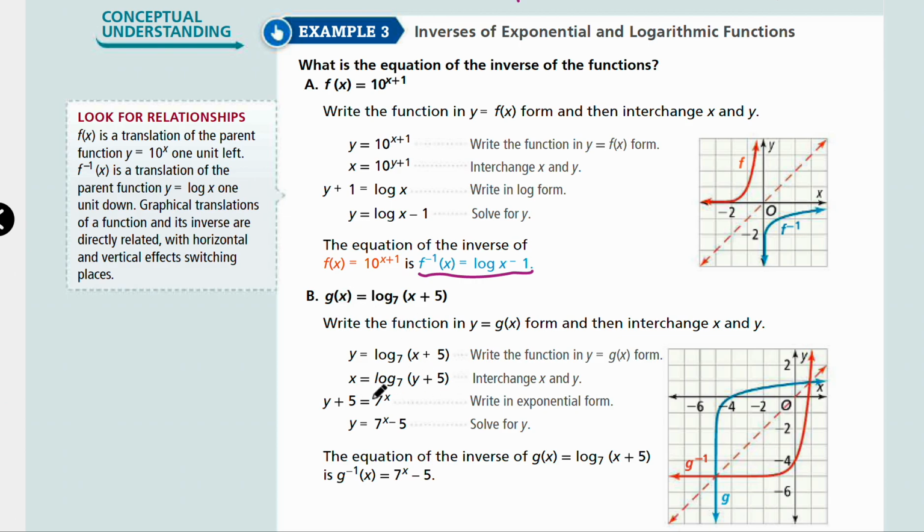And then here you need to solve for y. In order to do that, you can change the form to exponential form. Base 7 to the power of x is equal to y plus 5, right? And then you solve for y. You just subtract 5 on both sides, and that's going to be our inverse function.